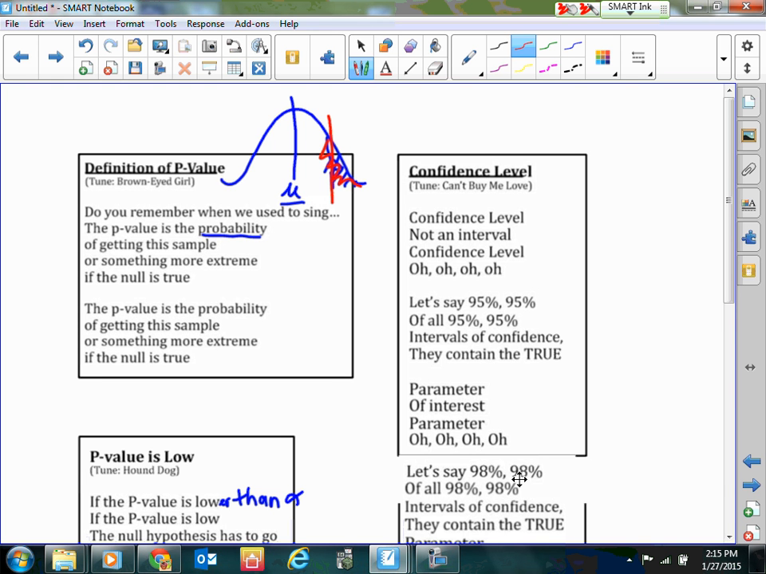The p-value is the probability of getting this sample or something more extreme if the null is true.